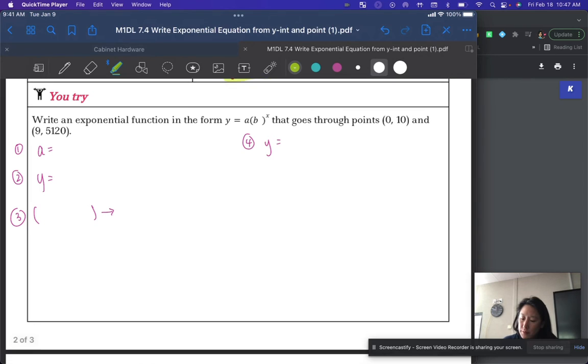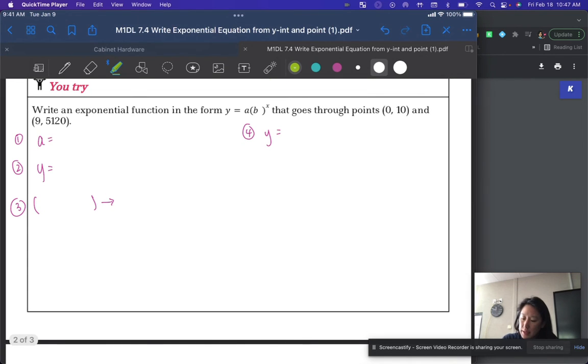We're going to write the exponential function in the form a times b to the x using the points 0, 10, and 9, 5120. Alrighty, so my a value is 10. The second step is to write the equation in y is equal to a times b to the x, and we're going to substitute in our a. So we have y is equal to 10 times b to the x.